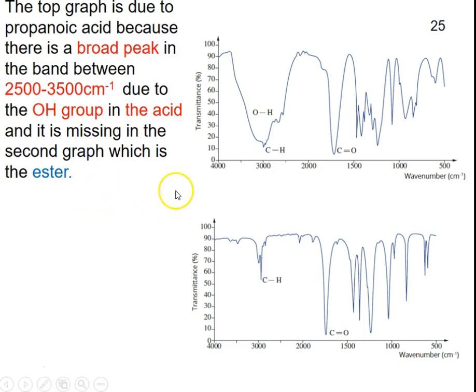Okay, and you would need to be able to write and explain why you picked what you picked. So the top graph is due to propanoic acid because there's the broad peak in the band between 2500 and 3500. You need to just look up your data booklet to get that. It's due to the hydroxyl group in the acid. And it's missing in the second graph, and this second graph is due to the ester.